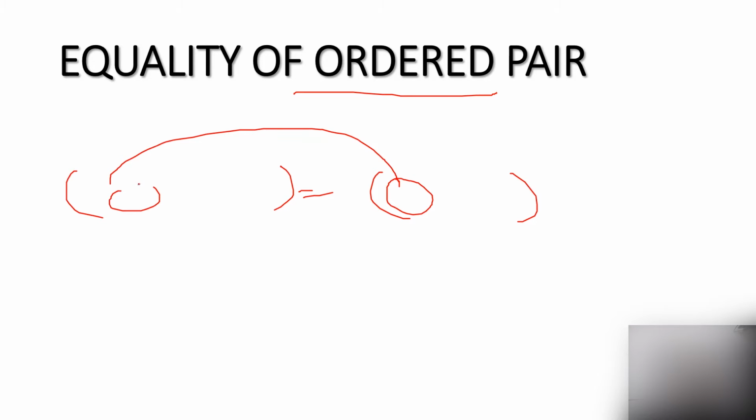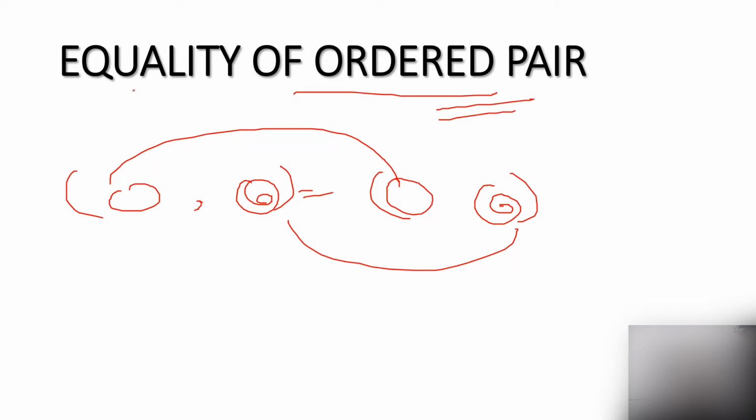Now, equality of ordered pair. Two ordered pairs are said to be equal if and only if first element is equal to first element and second element is equal to second element. Then only we can say that these ordered pairs are equal.